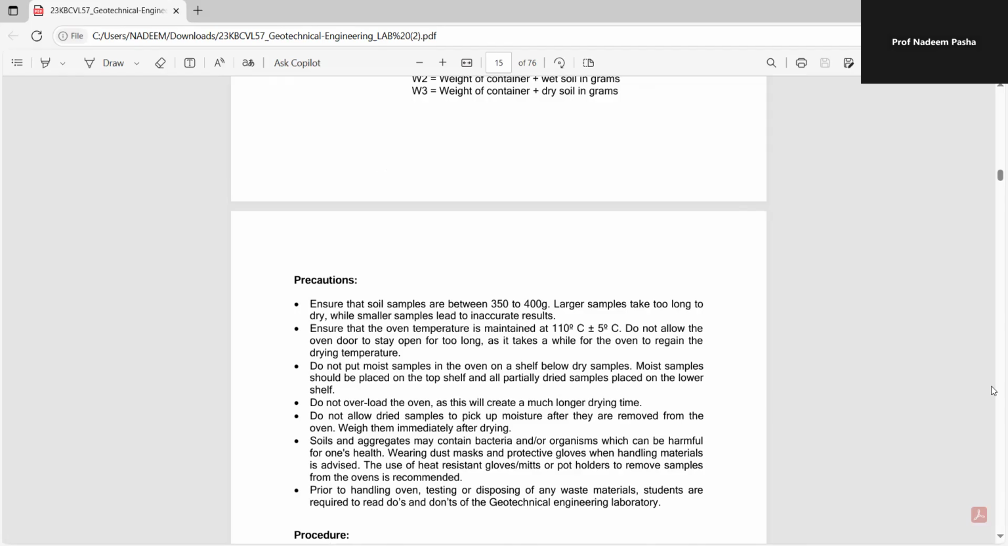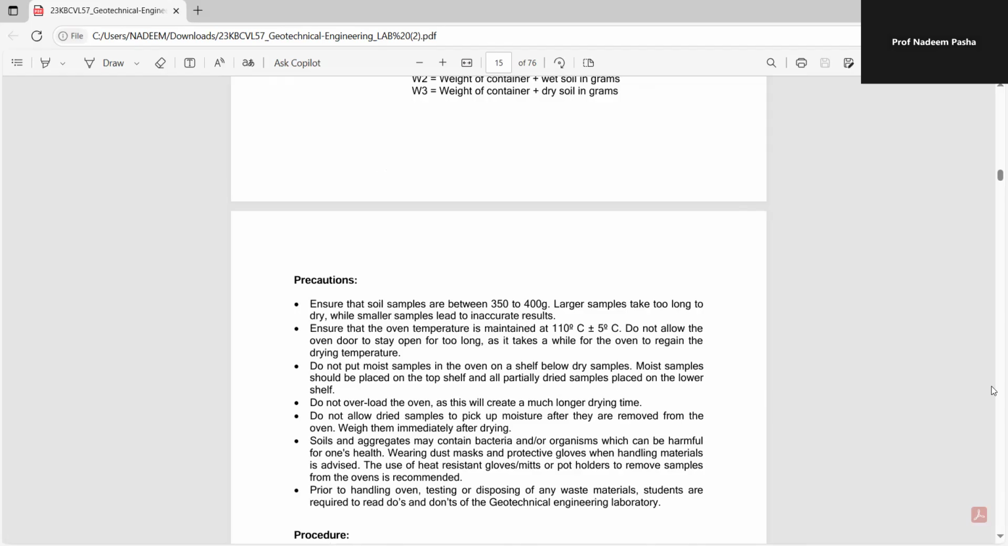Do not allow dried samples to pick up moisture after they are removed from the oven. Weigh them immediately after drying. Soil and aggregates may contain bacteria and organisms which can be harmful for oneself. Wearing dust masks and protective gloves when handling materials is advisable.